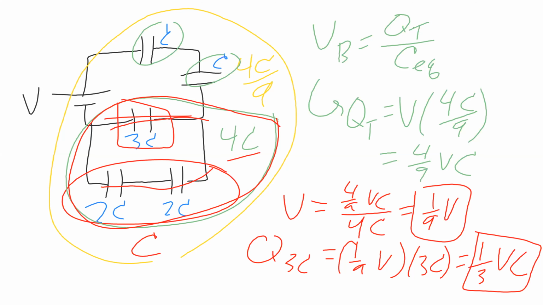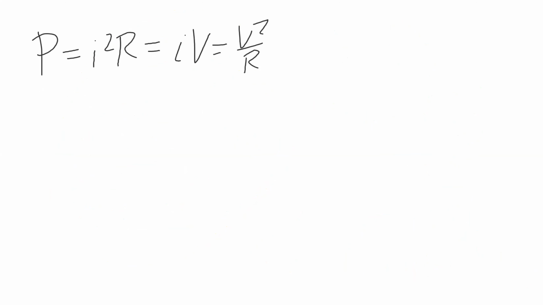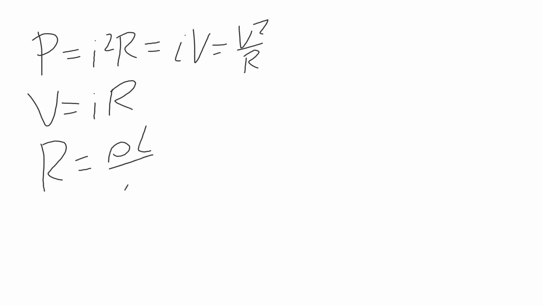Okay, so I want to talk about power first of all with resistors. I don't actually think I'm going to do a problem with power, but the power of a resistor is equal to I squared R. Other useful equations: it's also equal to IV, and it's also equal to V squared over R. You usually use these along with the voltage of the resistor, which is equal to I times R. And as I already covered, the resistance of a resistor is rho L over A. That's if you're actually given the material of the resistor and need to do something with it.